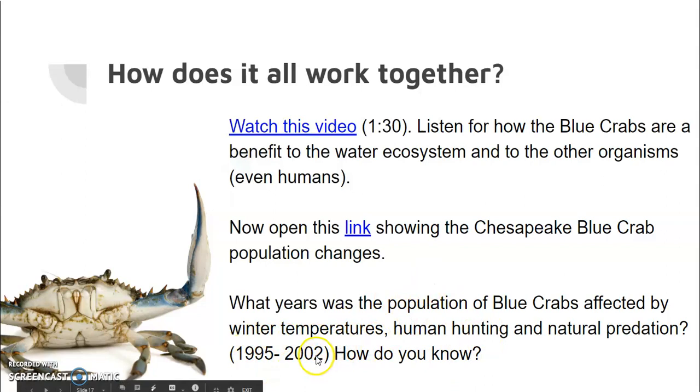Notice that in 1995 to 2002, the population decreased significantly. How did you know that it would be temperature, human hunting, and natural predation that were affecting the population in that way? What did we call those things? We call those our limiting factors. They are affecting the population size of our blue crabs.